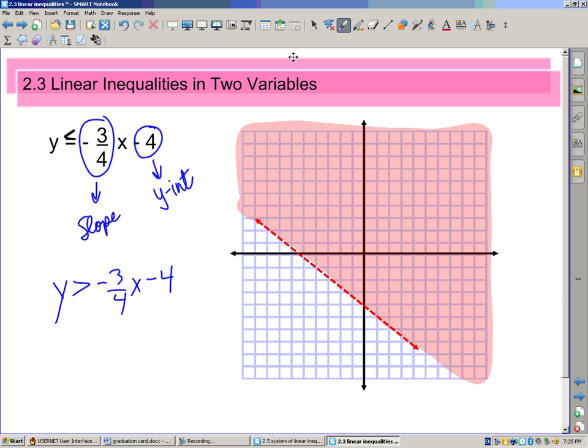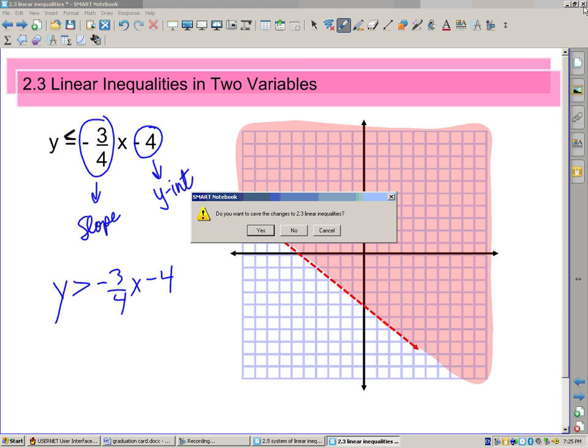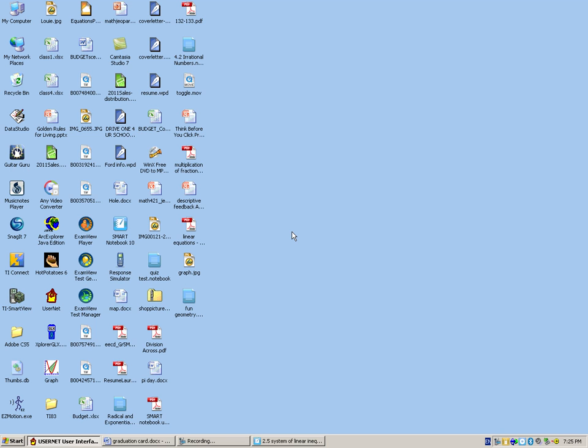So that's the principle of what we were looking at on Friday. We need to have that same information today.